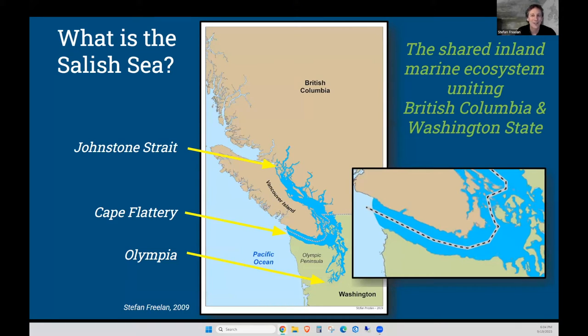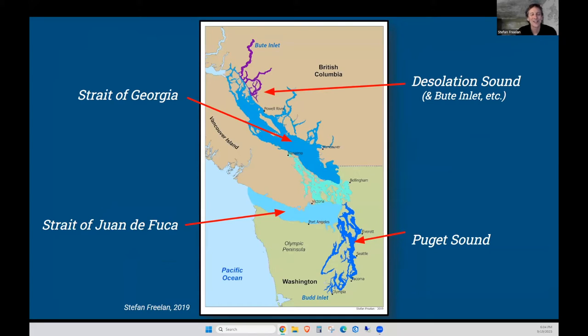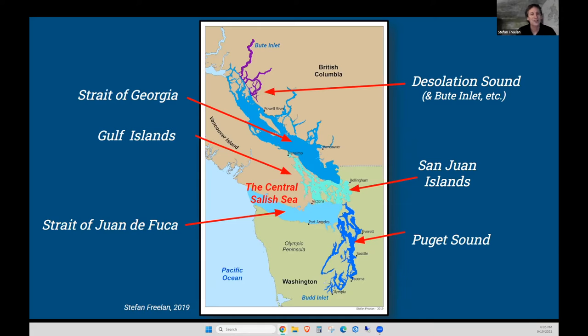Now, one of the interesting features about that body of water is that it has an international border going right through the middle of it. And that makes things much more challenging, much more interesting, as we will discuss here momentarily. The Salish Sea can also be described as the sum of its parts. So you've got the Strait of Juan de Fuca, Strait of Georgia, Puget Sound, Desolation Sound. And then there's this sort of middle area that doesn't quite have a name yet. The San Juan Islands, the Southern Gulf Islands. I like to refer to this as the Central Salish Sea, but that's still kind of just me. I'm working on that in terms of getting another name adopted, at least into the local vocabulary. So I offer that to you all as well.